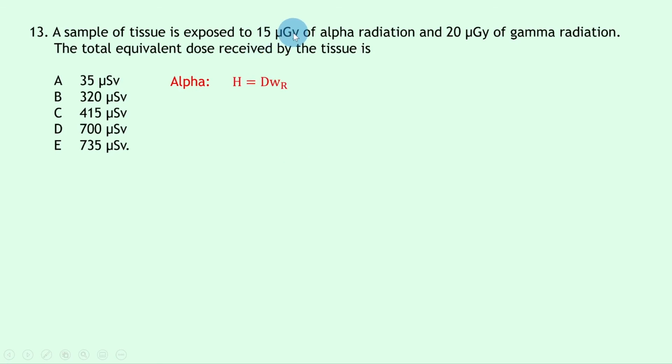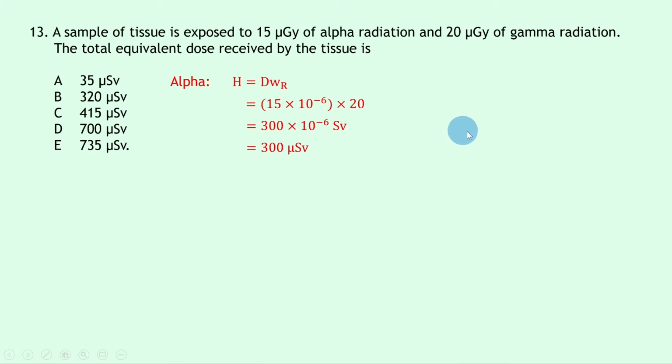take our 15 micrograys for the absorbed dose, which is 15 times 10 to the minus 6 if we get rid of the prefix micro, and multiply that by 20, which is the radiation weighting factor for alpha radiation from the datasheet, and putting that into your calculator gives an answer of 300 times 10 to the minus 6 sieverts. And this is the same as 300 microsieverts.